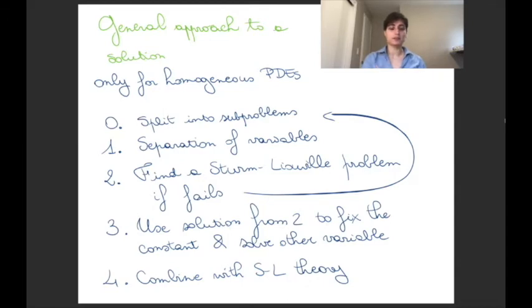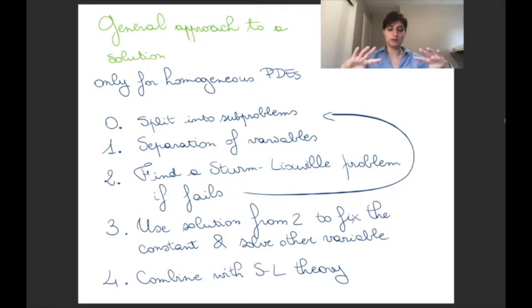Step 1 is separation of variables. You count the number of variables that there are and you separate into equally many problems. Then you find one direction, one set of variables that structures the Sturm-Liouville problem. If this fails, then you go back to step 0. You split into sub-problems and you do the same.